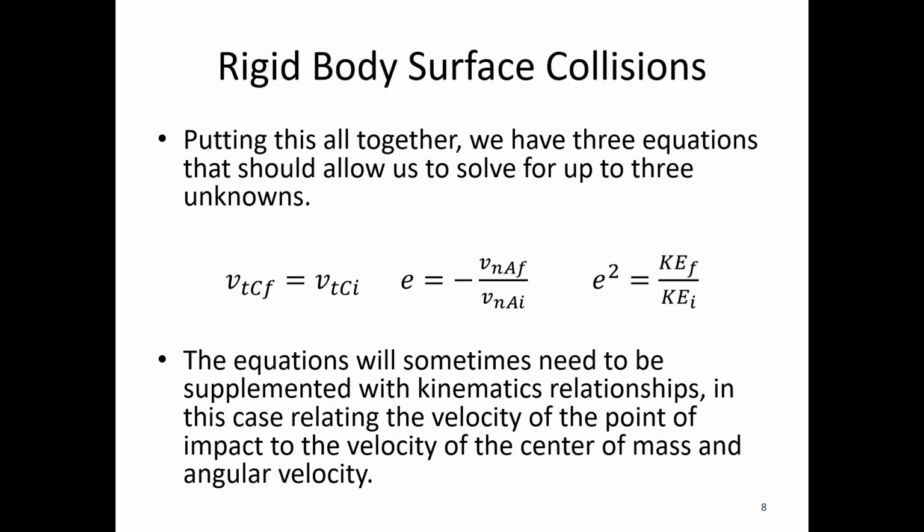These equations will sometimes need to be supplemented with kinematics relationships. In this case, we might need a relationship relating the velocity of point A, the point of impact, to the velocity of the center of mass and angular velocity. That simply becomes a kinematics problem. It's going to vary based on your situation, but since you've got rotation and translation, it usually becomes a relative motion problem.